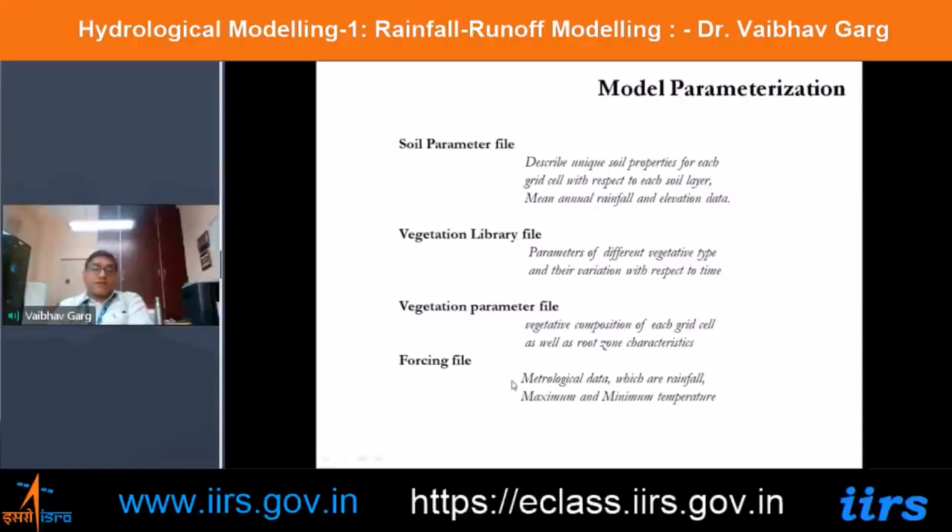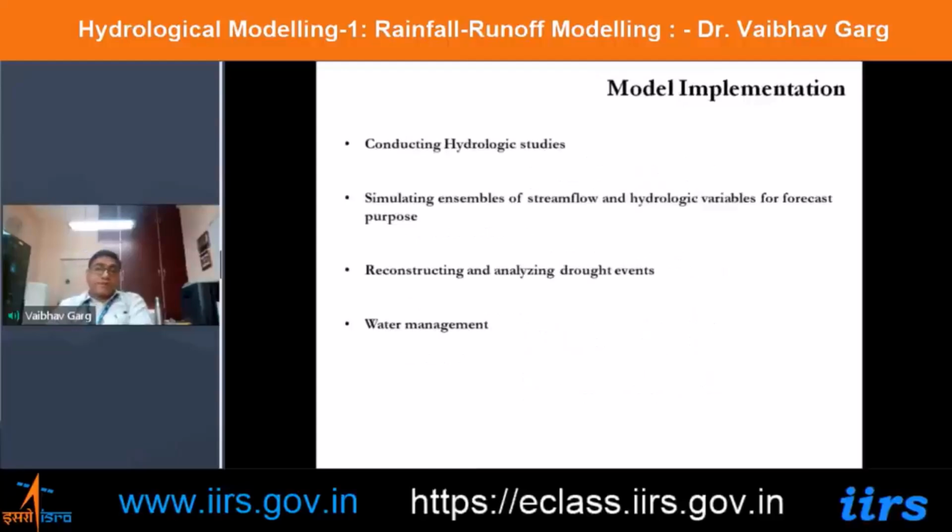Whereas in the forcing file, we are defining the meteorological data, which are rainfall, and minimum and maximum temperature, or if you have the wind speed, cloud cover, and sunshine hours, those can also be incorporated in the forcing file. So how do we implement the model? It is used for conducting hydrologic studies, simulating the ensemble of streamflow and hydrologic variables for forecast purposes, reconstructing and analyzing drought events, and for water management.